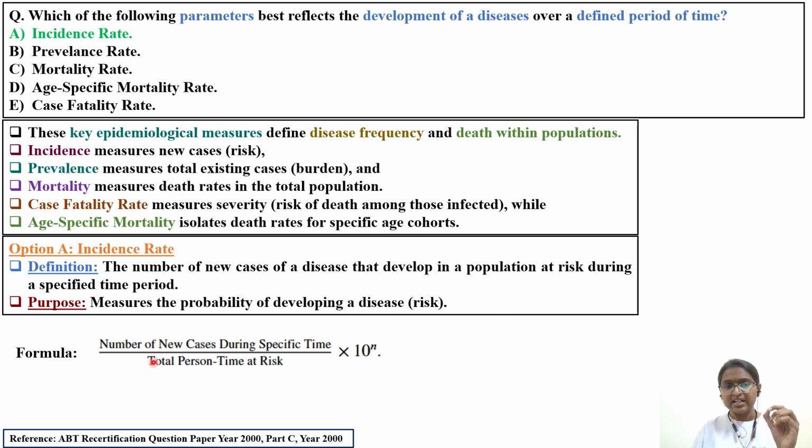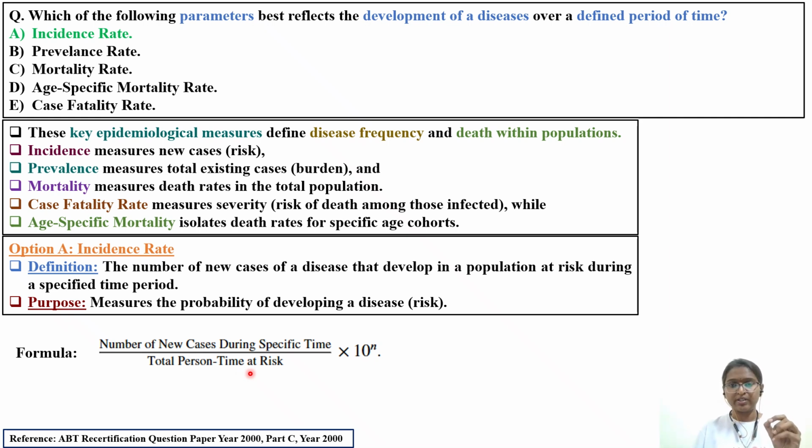The formula is number of new cases during a specific time. For example, I want to measure the last 5 years or last 10 years. Okay, new cases during a specific time, divided by total person-time at risk.